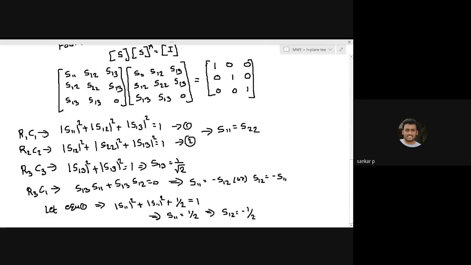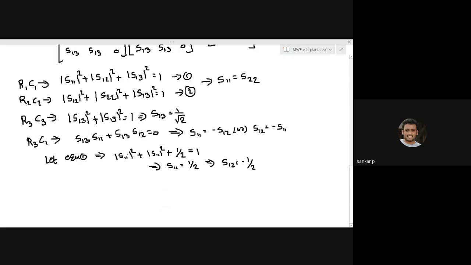Dear students, once again I want to repeat for 1 minute here. Hope up to this point is clear: R1 C1, R2 C2, R3 C3. Hope you got that S13 equal to 1 by root 2. Again, I did R3 C1. If I do that, what will I get? I got a condition S11 equal to minus S12, or S12 equal to minus S11. I have substituted this condition in equation 1.